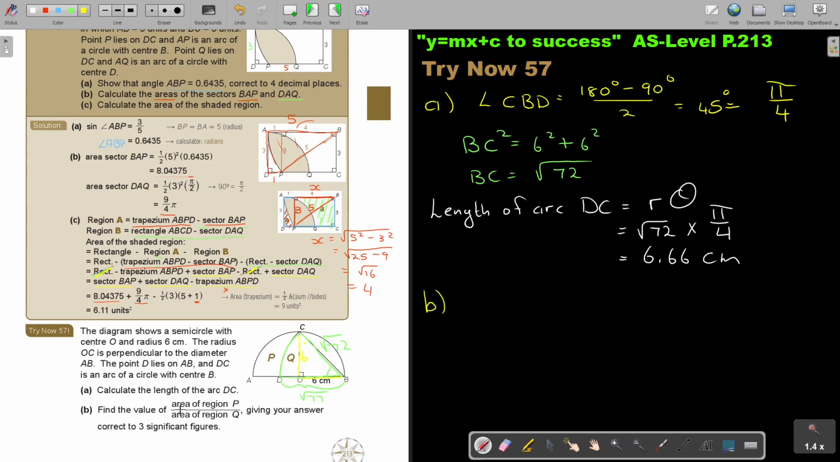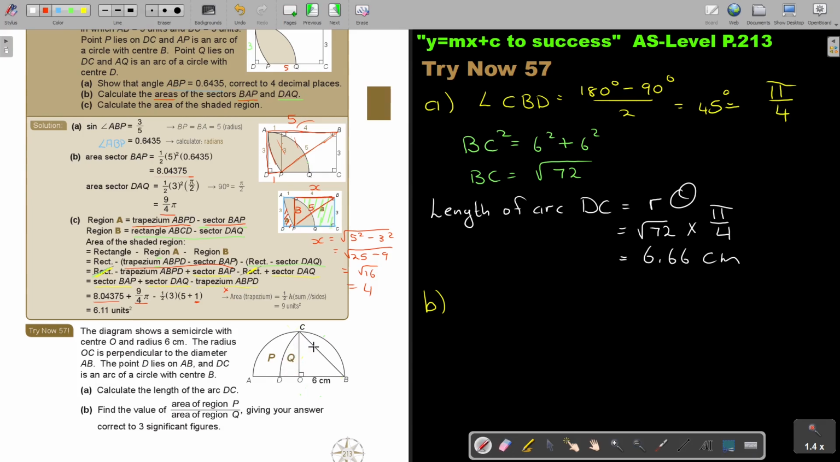Find the value of the area of region P. Okay, now just see where is P. I'm just going to clean, otherwise you cannot see so well again. Okay, there is P, do you see? And there is Q. So find it as a ratio, giving your answer correct to three significant figures. Okay, so let's start first by seeing how I will get Q.